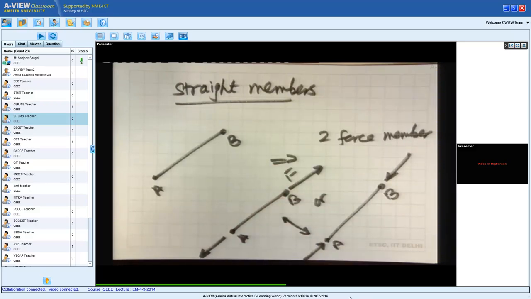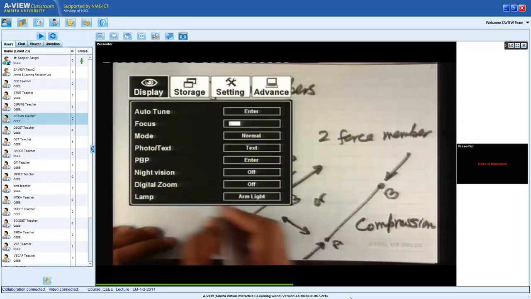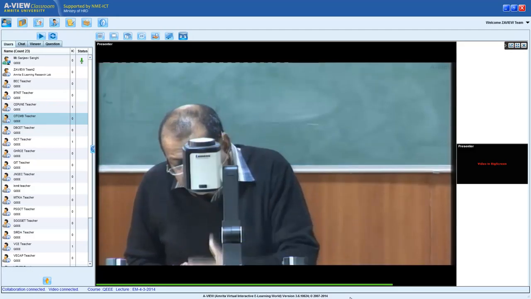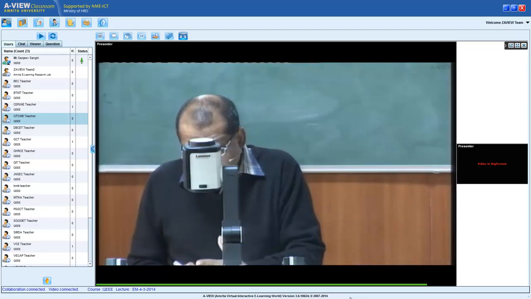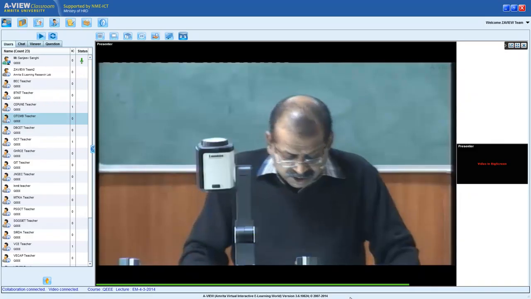Now if I look at this member AB, and I see that the joints are exerting forces on the member like this, this situation is termed as compression. And when the joints are pulling the member away from each other, this situation is termed as tension. So when I look at a straight member in a truss, it is either in a state of tension or in a state of compression. And what we realize is, let's look at this member AB.